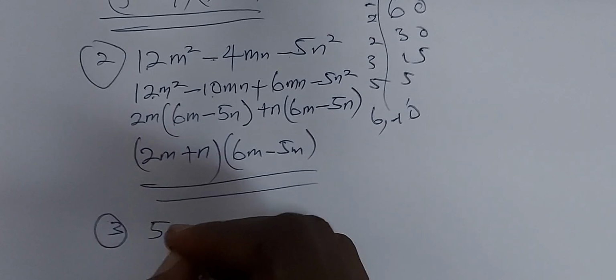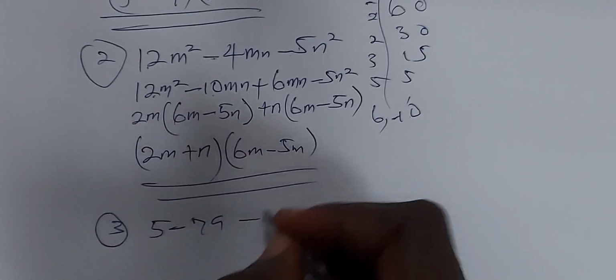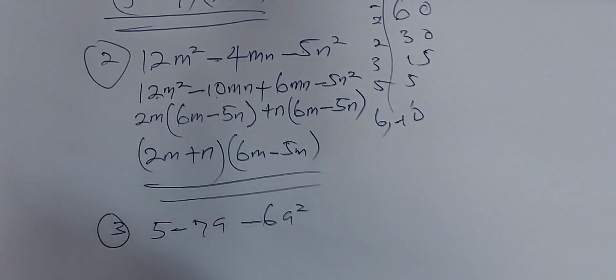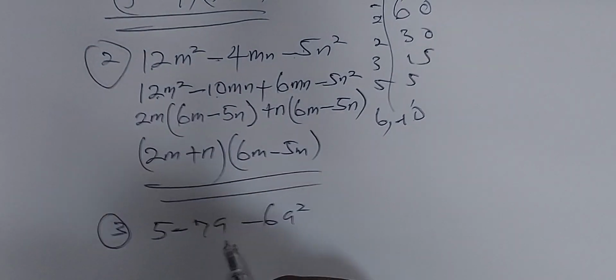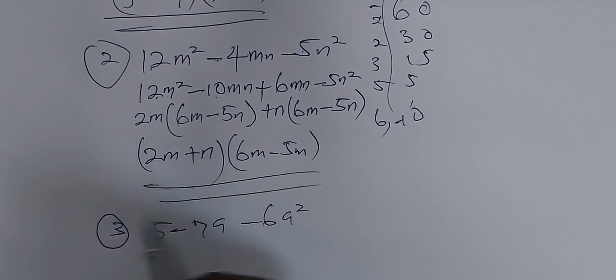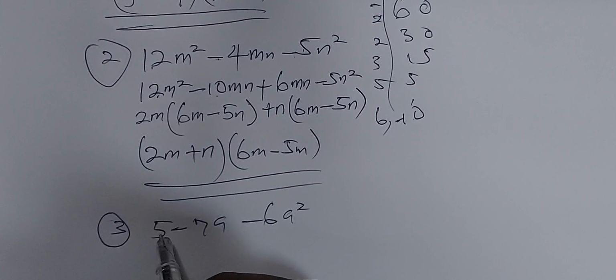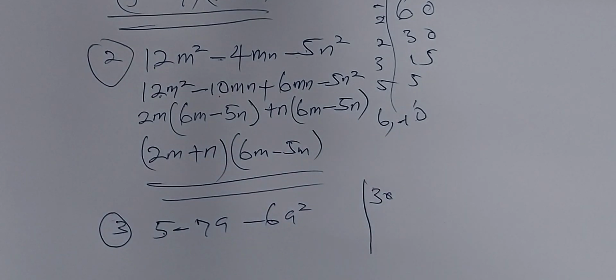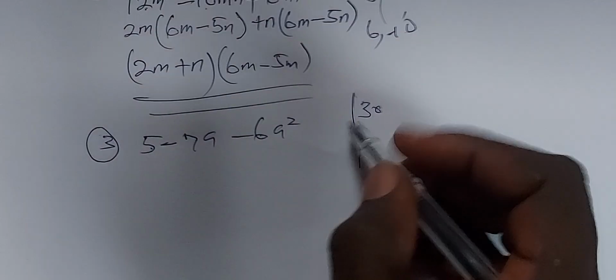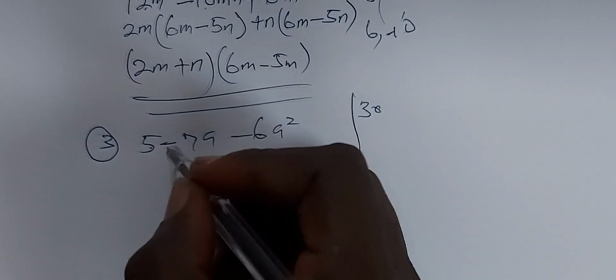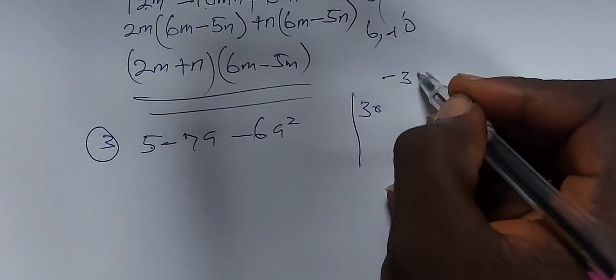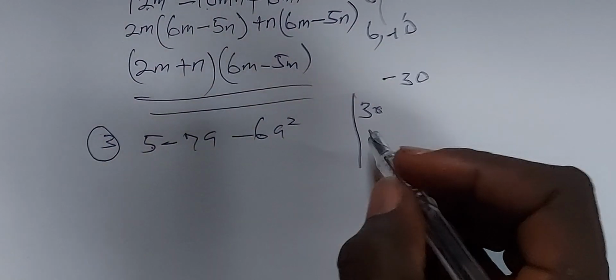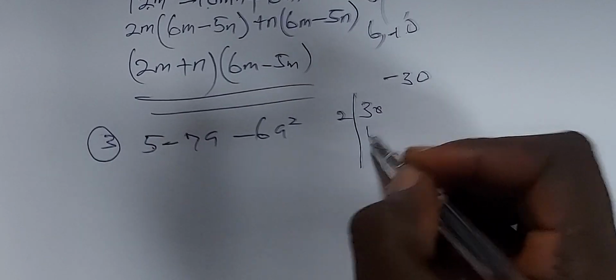Okay, number 3, let's solve it quickly. We have 5 minus 7a minus 6a squared. Don't mind how it is being turned upside down. Just multiply this and you have your 30. You find the factors. Mind you, what you are going to have is minus 30 when you multiply at the end.